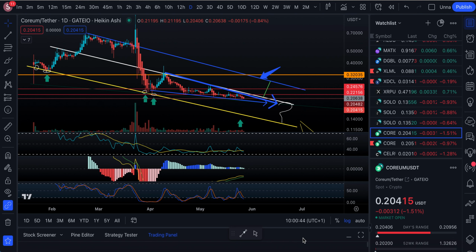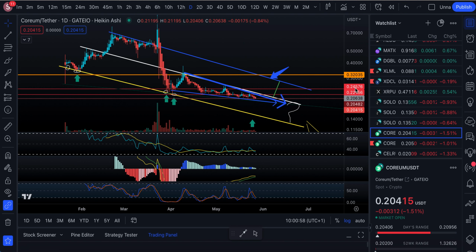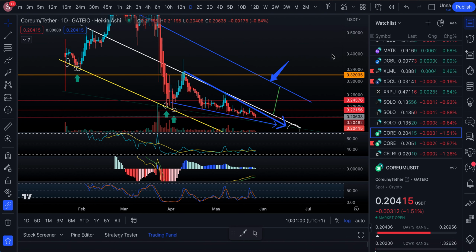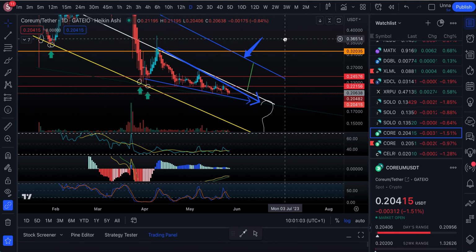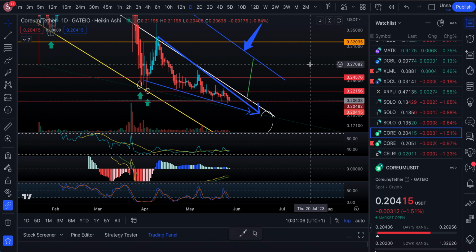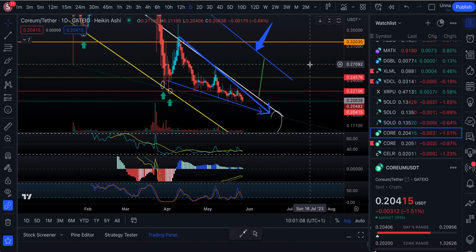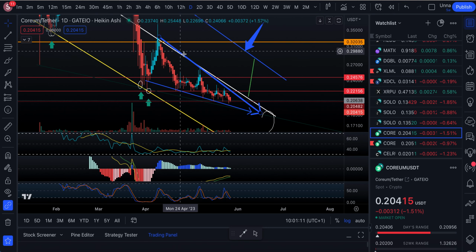So my people, quick Coreum technical analysis. Here we have Coreum on the day at 0.20415, down 1.5% on the day. What I'm seeing, if we look at this blue downtrending resistance and this blue downtrending support, this is the channel we're in. This is the pattern we're in.